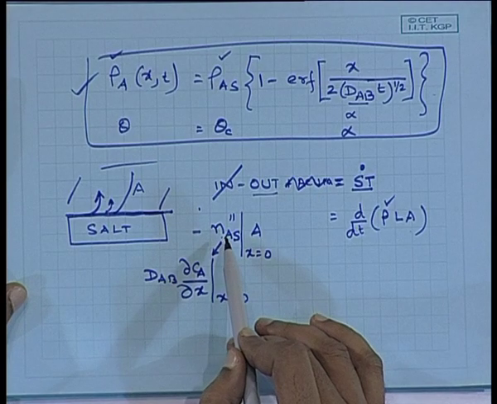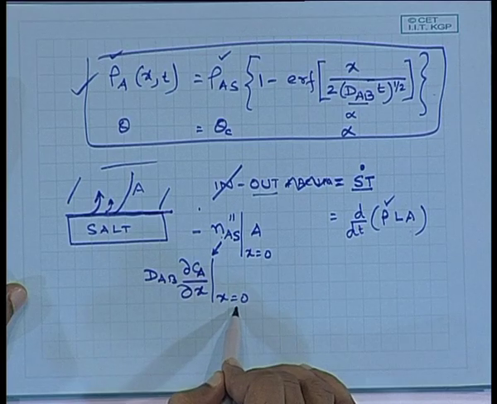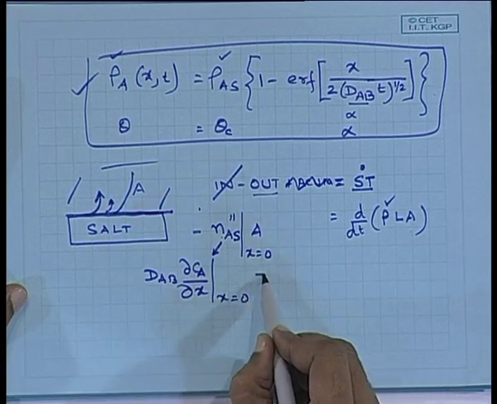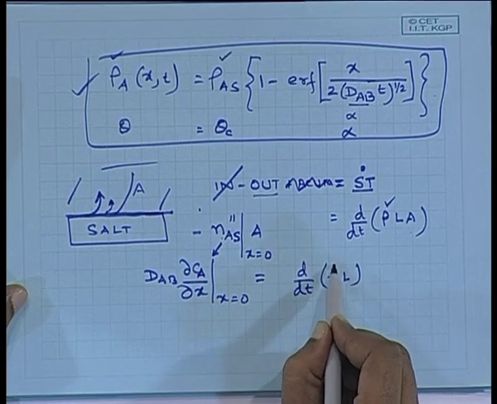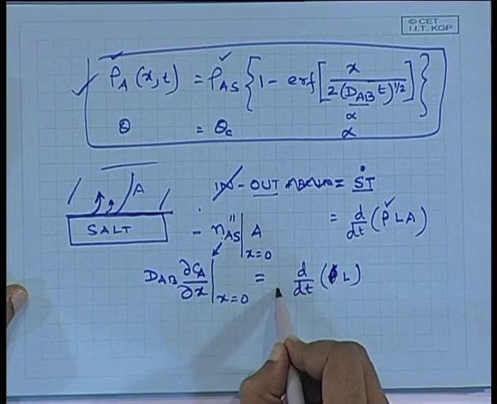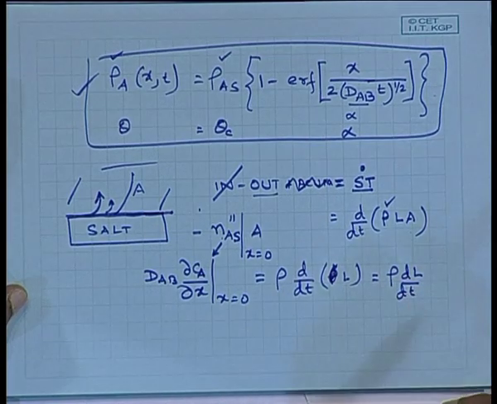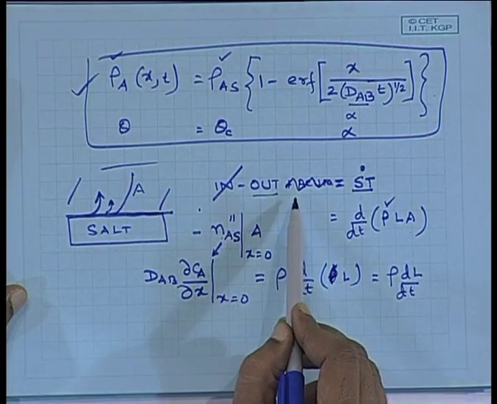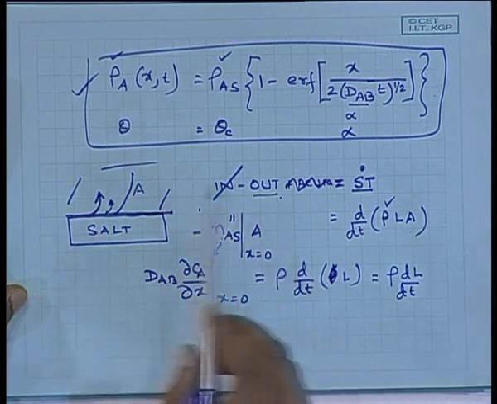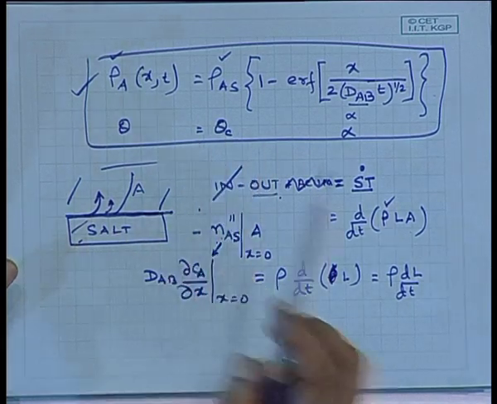So, the mass flux or dissolution rate is simply equal to D_AB times ∂C_A/∂x evaluated at x equal to 0. This is going to be equal to d/dt of rho times L, where rho is a constant. So, rho can be taken outside. So, it is simply going to be rho times dL/dt. I am writing the conservation equation for mass, so that is why I am using mass flux. There is no question of writing molar flux here, it is a single component system.